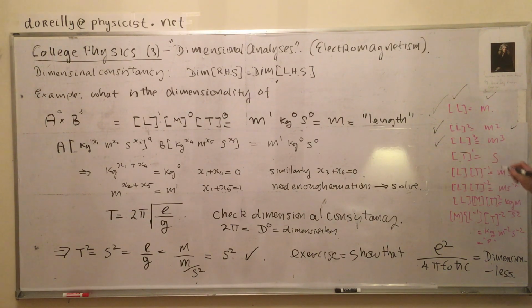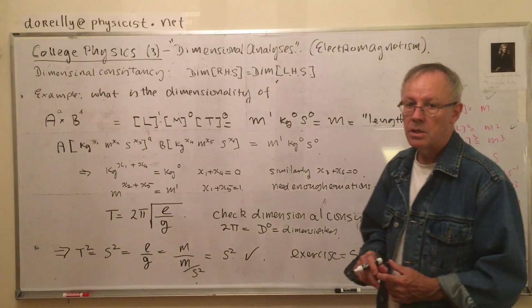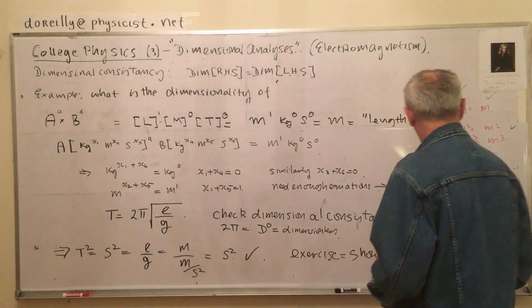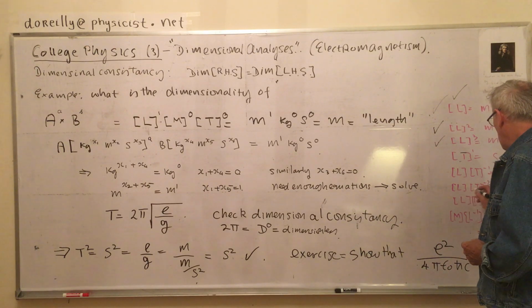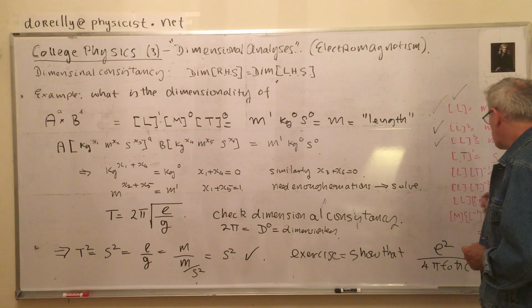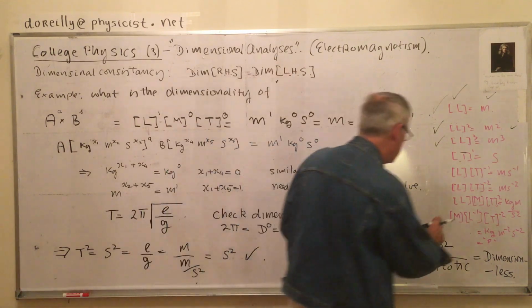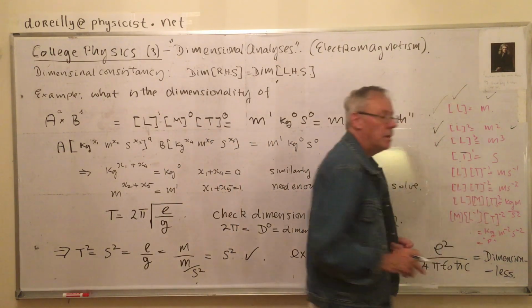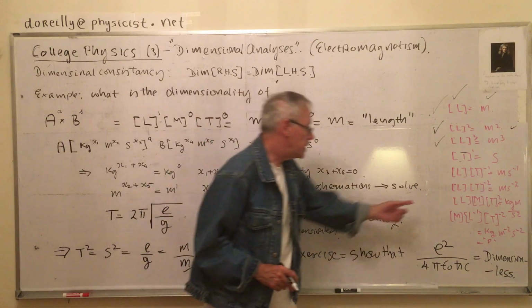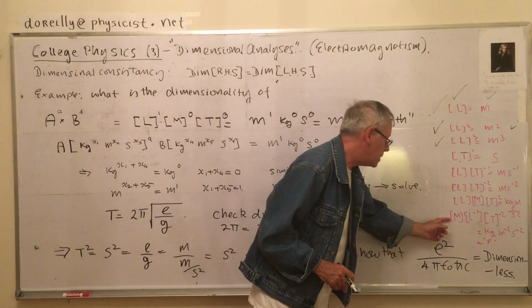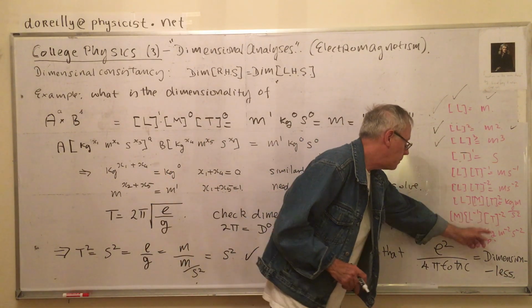Time, the dimension of time, time to the 1, seconds. Length over time, meters over seconds. What's that going to be? Meters over seconds, speed. Length over time squared, meters over second squared. Acceleration, the dimensions of acceleration.